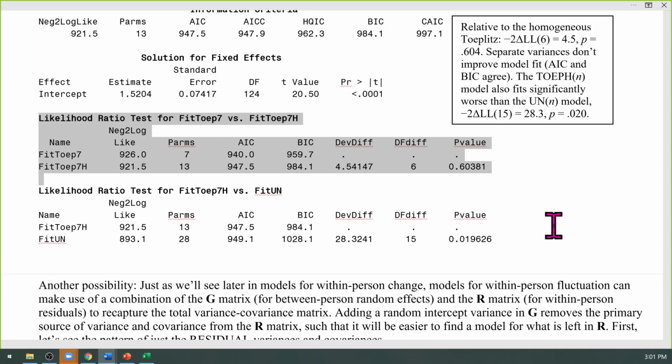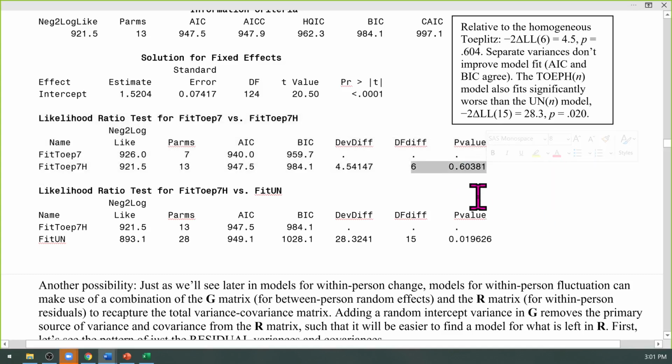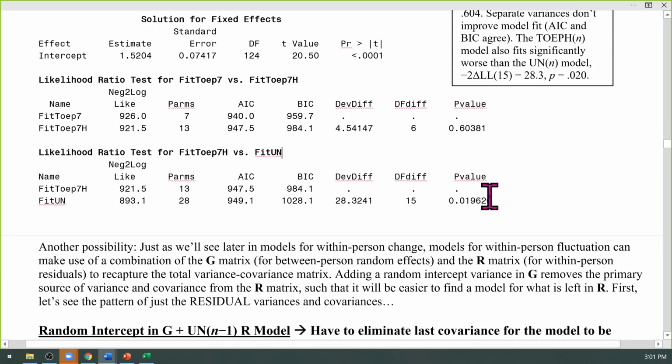That's what I've highlighted here. Is there a difference between the model that had 1 variance and the model that had 7? Yeah. P-value, not significant. So no, it actually didn't help. So whatever the problem was for a discrepancy between the Toeplitz model and the unstructured model, it's not in the variances, because adding them to be different didn't help. And this model is now significantly worse than unstructured. So spending those extra 6 parameters did not help.